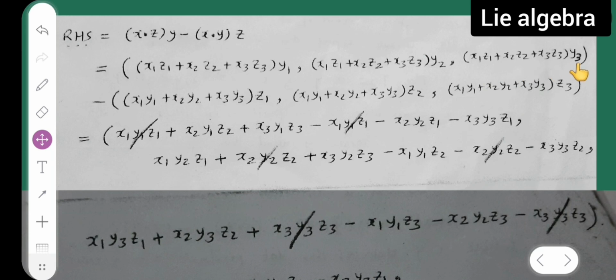Now for this one, multiply y3 on this side, multiply this with this one, with this and with this, and write it here. Then put minus because the minus is also for the third part. Then write down x1 y1 z3 minus x2 y2 z3 minus x3 y3 z3, and that minus sign is for this one and this one. Okay, next I'll turn the page.